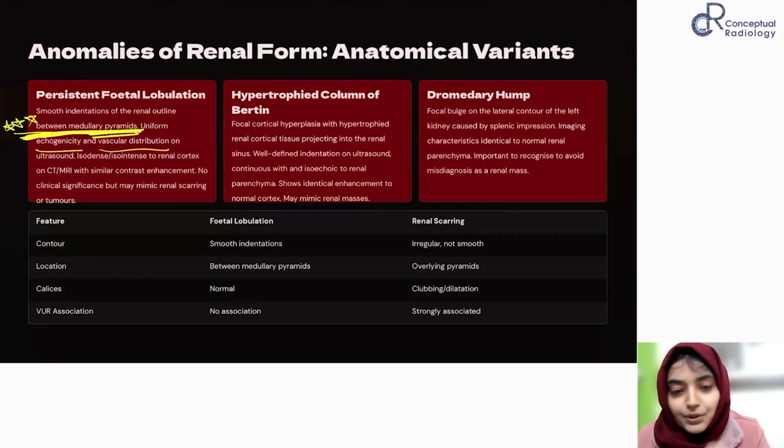It is going to be absolutely isodense and isointense on CT and MRI respectively, with similar contrast enhancement like the cortex. So there is no renal significance, but a very important mimic can be renal scarring and sometimes renal tumors. Okay. So we have this table, which is going to make our life very simple, just full on concepts. So fetal lobulation versus renal scarring.